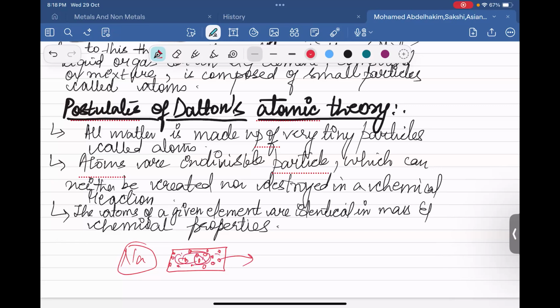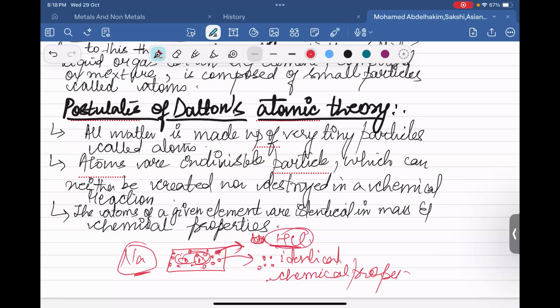are of the same size. Also, they are identical, the same in shape. Also they have the same chemical properties. Means if one atom or one particle of sodium is reacting with HCl, any acid, it means all the atoms will react with HCl only.